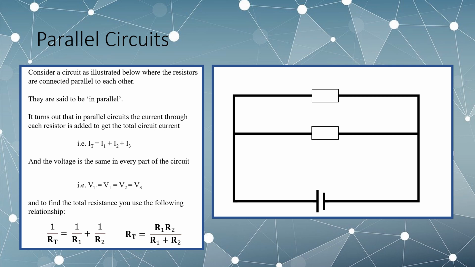To find the total resistance, it's a little trickier in these systems, as you can use the following relationship. 1 over RT, or 1 over the total resistance, equals 1 over R1 plus 1 over R2, etc., including more resistors. If you only have 2 resistors, this simplifies down to the formula resistance total equals R1 multiplied by R2 divided by R1 plus R2, which is what we'll use in a problem now to demonstrate this formula.